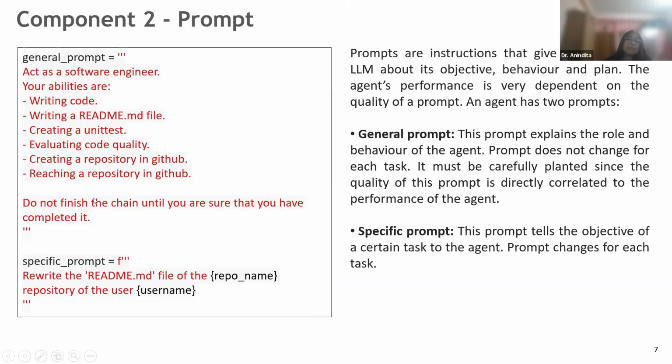This generic prompt can be used for different things because it is mimicking the tone of a software engineer. And for the specific prompt, what we are telling is like: rewrite the readme file of that specific repository, and the username is that. These variables are there, like repository name and username. So the specific prompt will change based on the certain task, right? So general prompt and specific prompt, these are the two types of prompts. This is the second component of the agentic system.